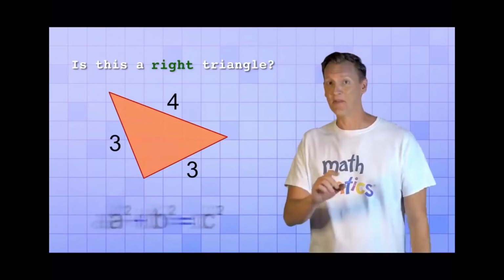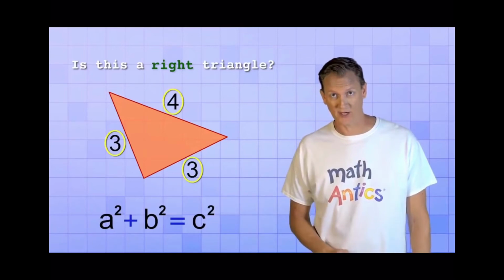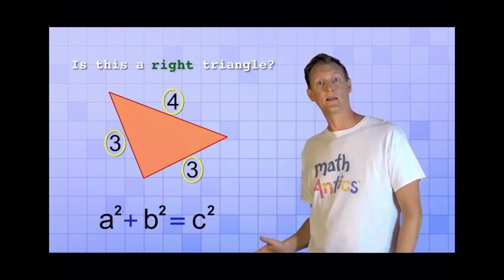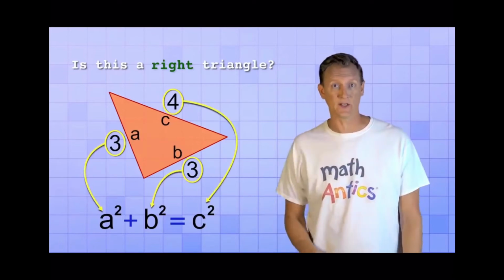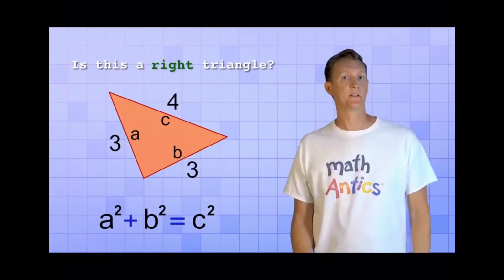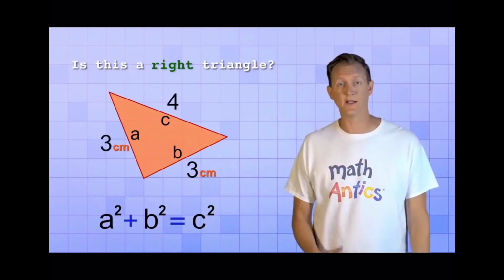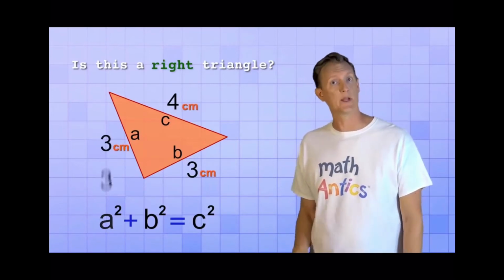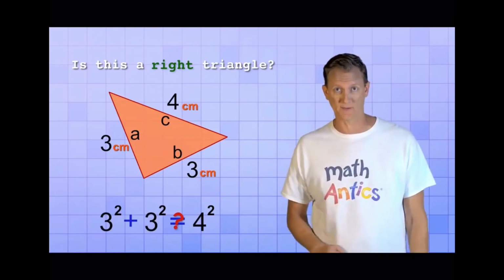No worries, the Pythagorean theorem can tell us for sure if we know the lengths of all three sides of the triangle. If we know those lengths, A, B, and C, then we can just plug them into the Pythagorean theorem equation to see if it holds true. In this particular case, since the two shorter sides are each 3 centimeters and the longest side is 4 centimeters, we can plug those values in for A, B, and C and simplify to see what we get.